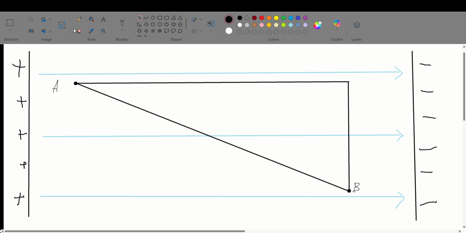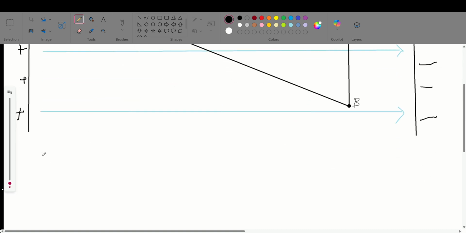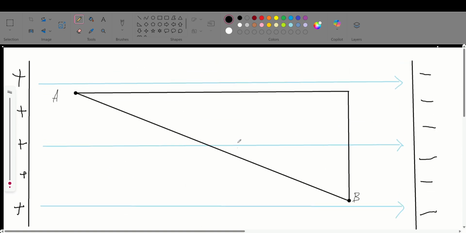So what this means is that W1 is equal to W2, where this is W1 and this is W2.